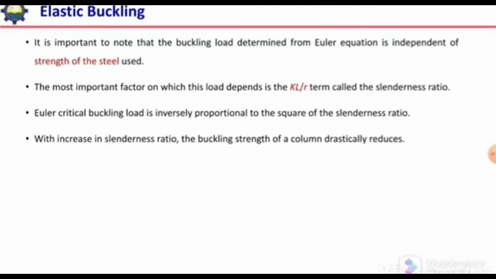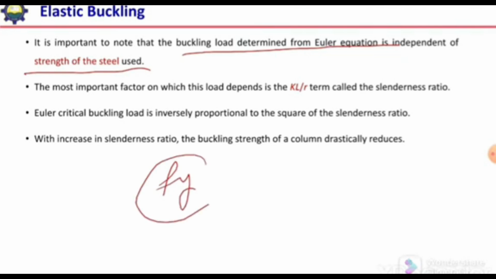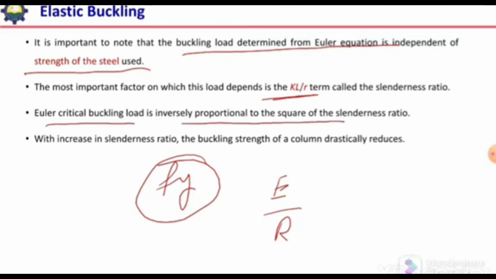It is important to note that the buckling load determined from Euler's equation is independent of the strength of steel. So it is independent of Fy. We do not use the strength of steel, we only use elastic modulus and slenderness ratio. The most important factor on which this load depends is KL over r, the slenderness ratio. Euler's buckling load is inversely proportional to the square of the slenderness ratio. So with increase in slenderness ratio, the buckling strength of the column drastically reduces. As we go on increasing the slenderness ratio, the stress value will continue to decrease and vice versa.